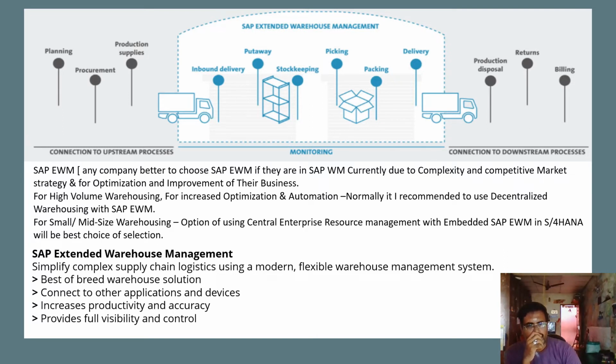And when coming to SAP Extended Warehouse Management features, right? Simplify complex supply chain logistics using modern, flexible warehouse management systems. Best-of-breed warehouse solutions and connection to other appliances, applications and devices increase productivity and accuracy. Ultimately, if productivity is increased, then we need to go for accuracy, right? So it provides full visibility and control, that is full monitoring capacity. We have dedicated monitoring systems. The EWM monitoring cockpit is available when compared to a WM system, so it is much more improved.